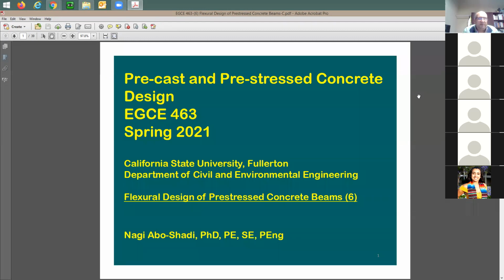in concrete structures. Whether it's conventional or pre-stressed, it's going to be the same. And also you need to check serviceability, check deflection, check vibration, check stresses at certain points, and so forth.